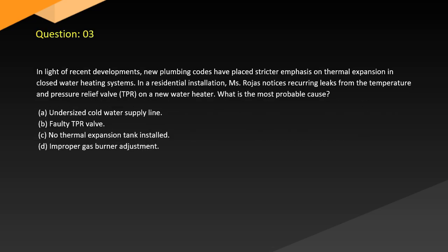Question 3. In light of recent developments, new plumbing codes have placed stricter emphasis on thermal expansion in closed water heating systems. In a residential installation, Mr. Rose notices recurring leaks from the temperature and pressure relief valve, TPR, on a new water heater. What is the most probable cause? A. Undersized cold water supply line. B. Faulty TPR valve. C. No thermal expansion tank installed. D. Improper gas burner adjustment.